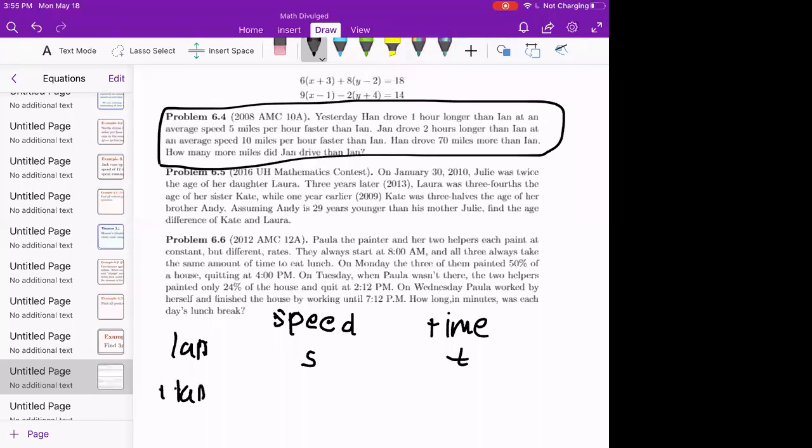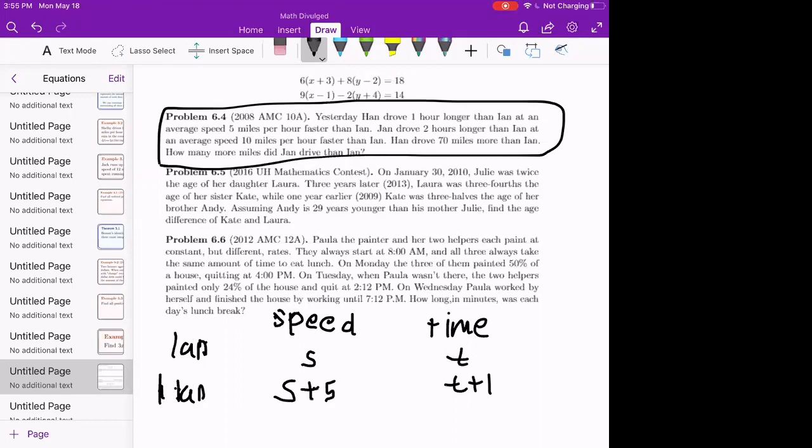I can't cross my H for some reason. Okay, whatever, that's Han. So it states that Han drove 1 hour longer than Ian, so this is t plus 1. And he drove at an average speed of 5 miles faster than Ian. So the speed is going to be s plus 5.